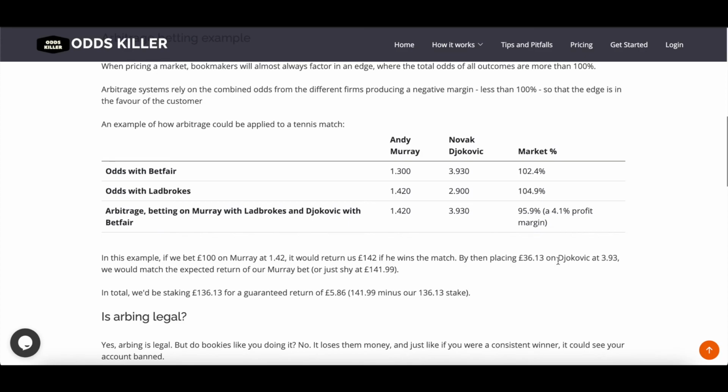That's where OddsKiller comes into play. We help you find those opportunities in a click and you can start betting and make money.